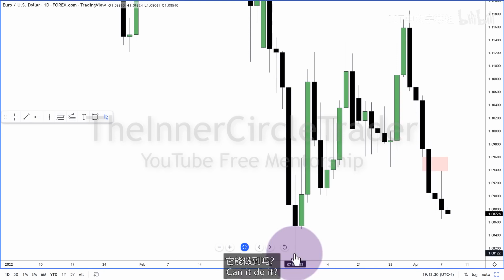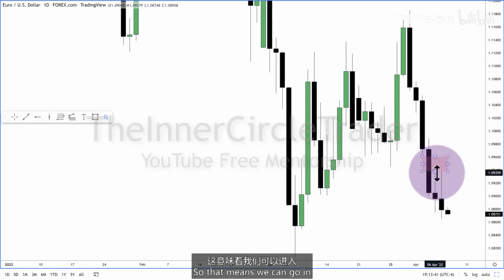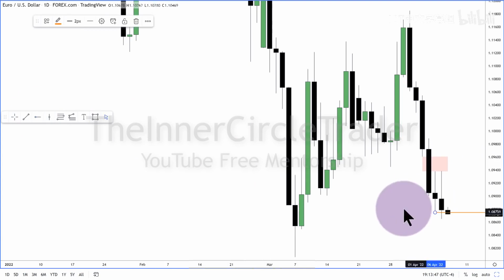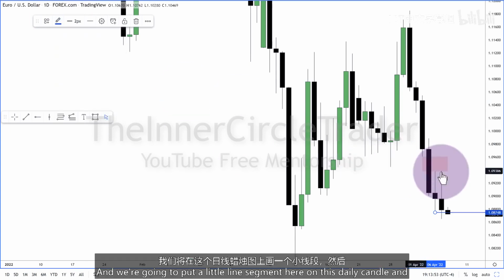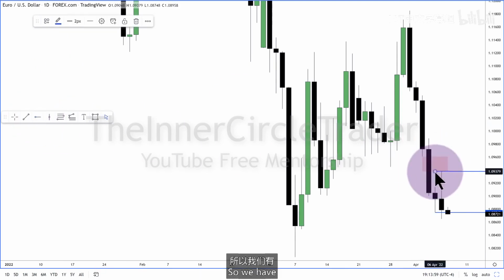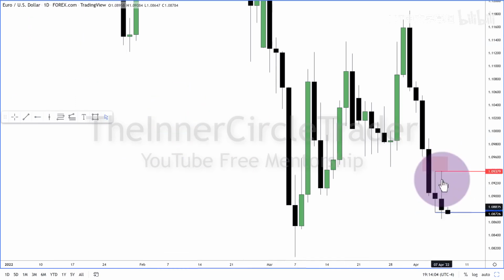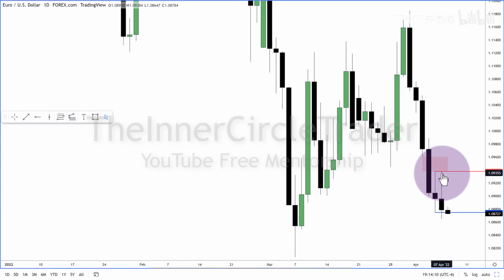This is an ideal scenario, that low. But it's not likely to do that in one day. Can it do it? Absolutely. But look at what is available in terms of targeting. This day here, it created the fair value gap. So that means we can go in and note that low right there. And we'll change it to blue here. Okay. And we're going to put a little line segment here on this daily candle. And we'll mark that one red. Okay. So we have more or less a premium level that's being highlighted. And you can see it touches it, but it actually goes above it just a little bit. And that's all we'll need to justify a framework.